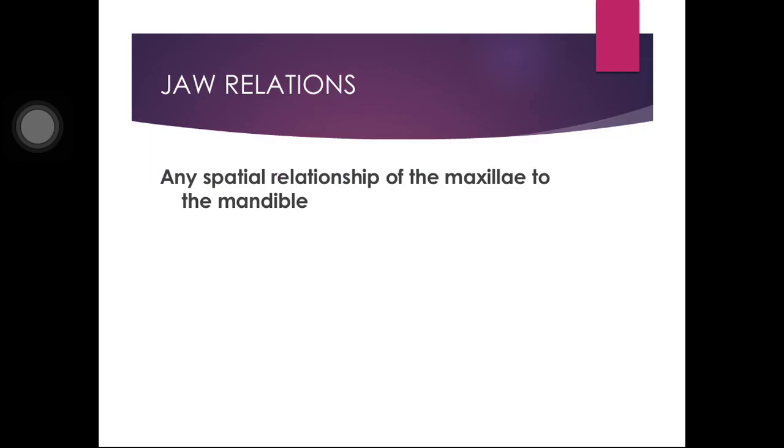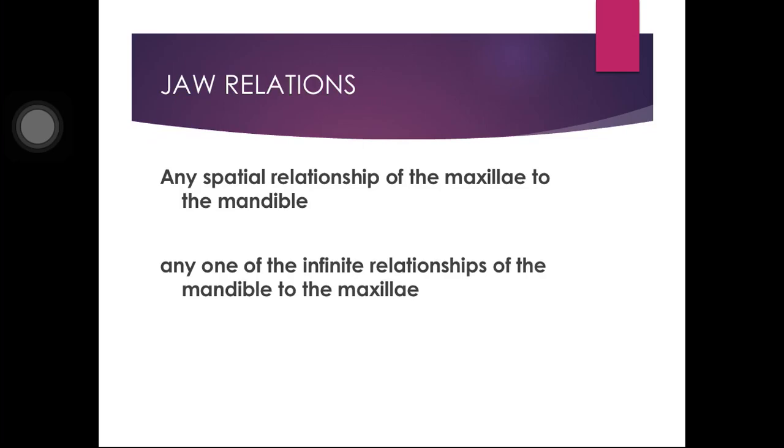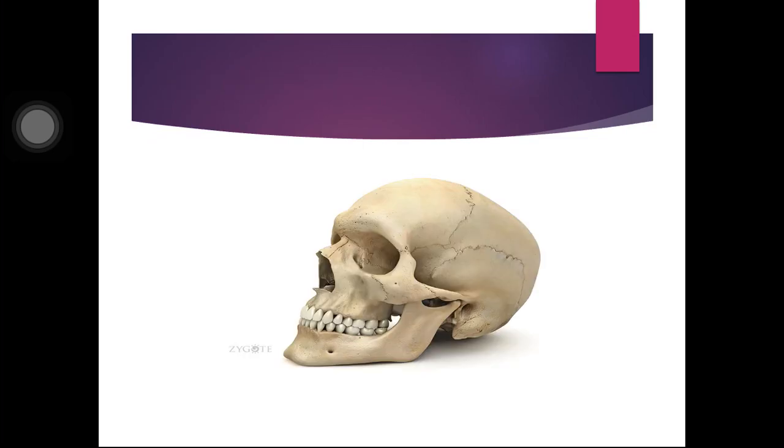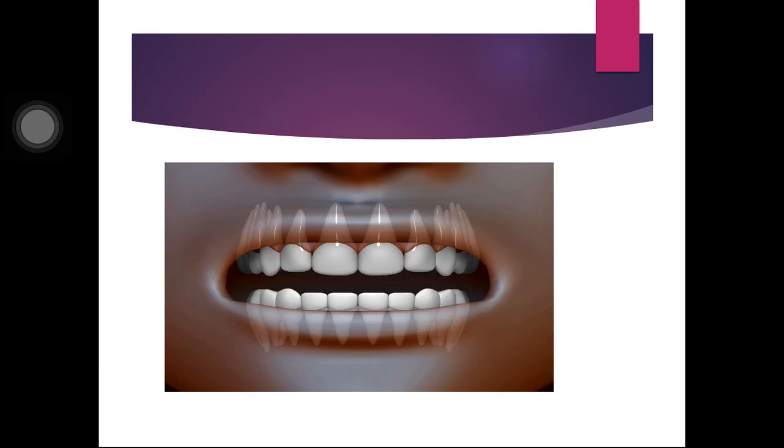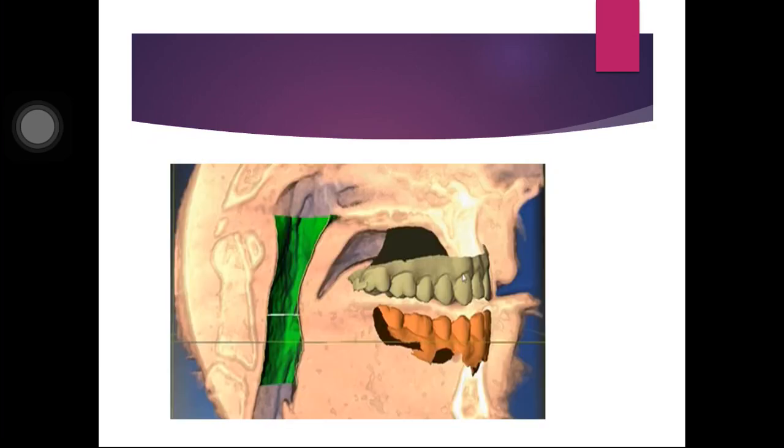Jaw relations are basically any spatial relationship of the maxilla to the mandible, and the main thing to understand is that there are infinite relationships of the mandible to the maxilla. We try to record some of them, but we cannot replicate all the possible maxillomandibular relationships. And these are some of the introductory pictures of maxilla and mandible.